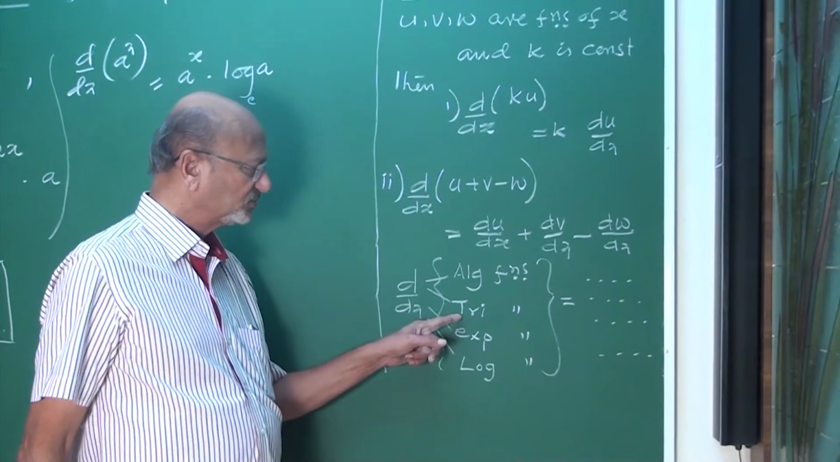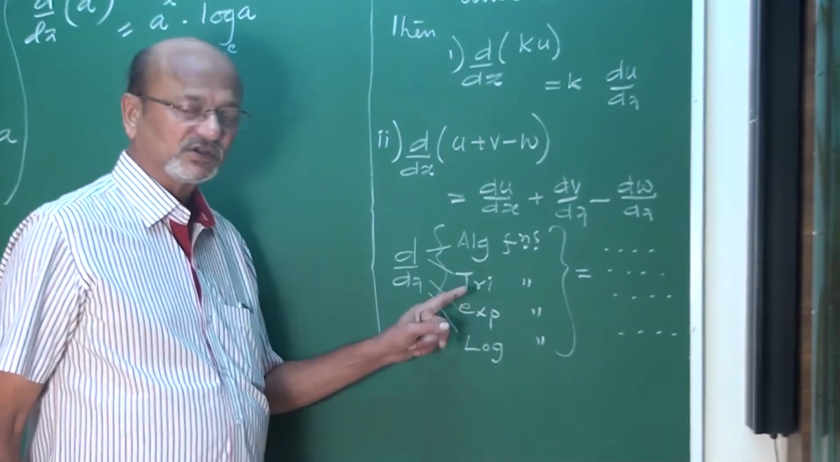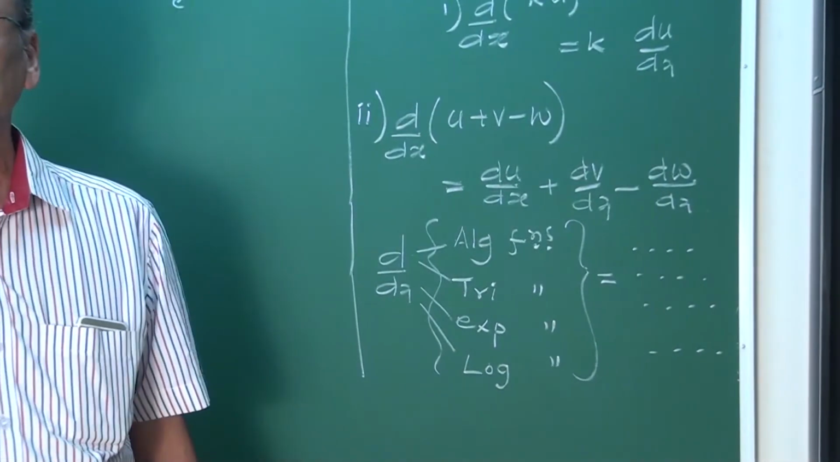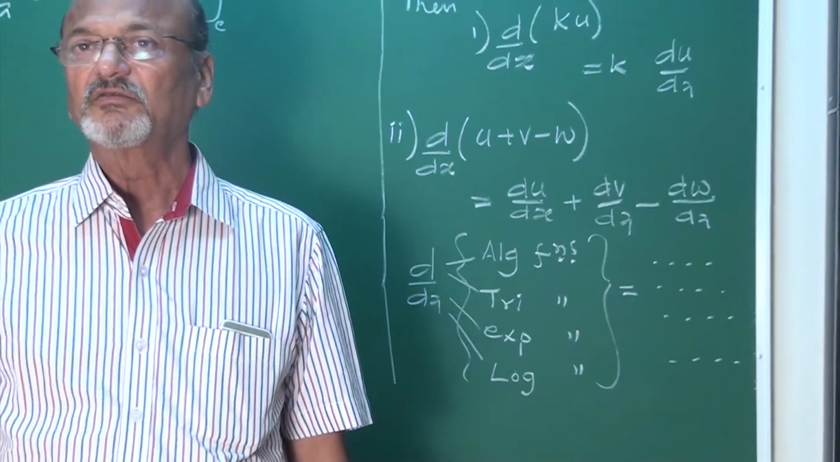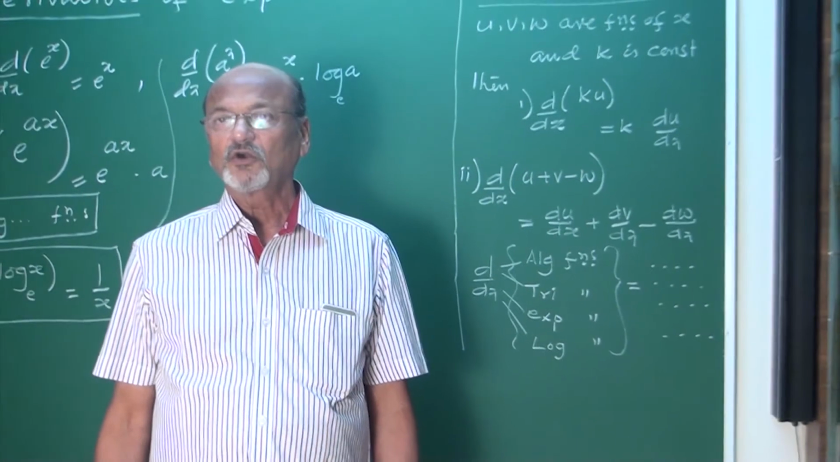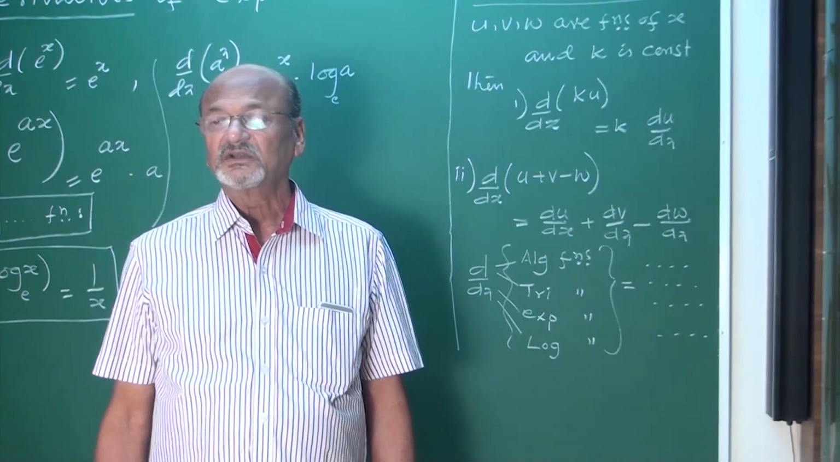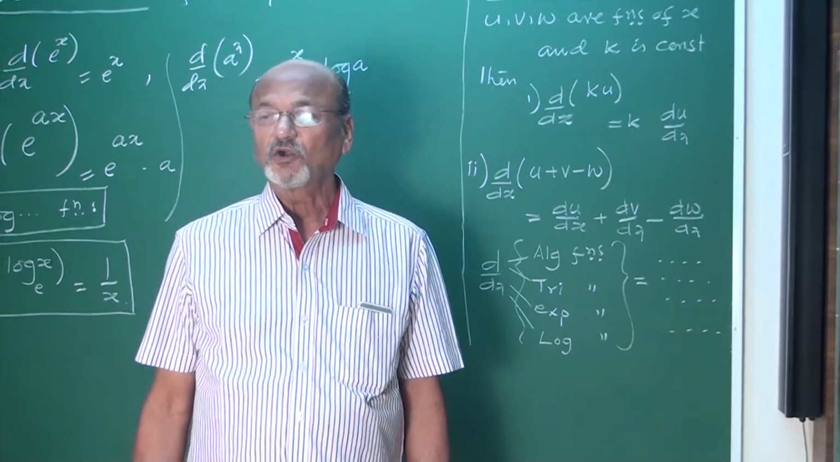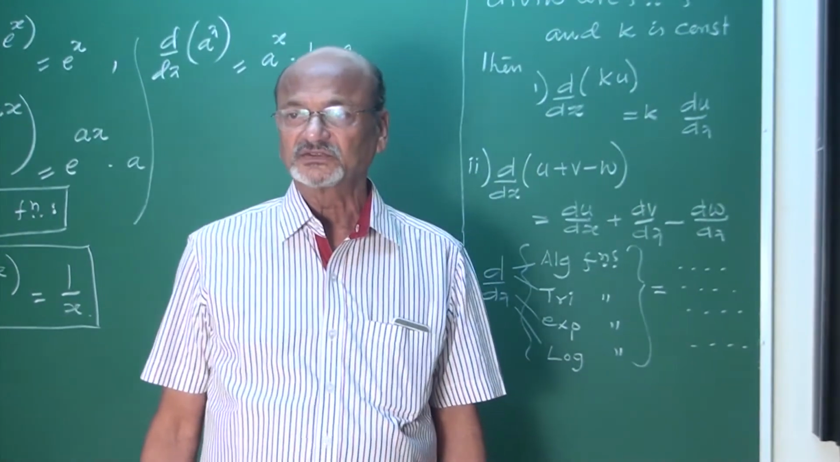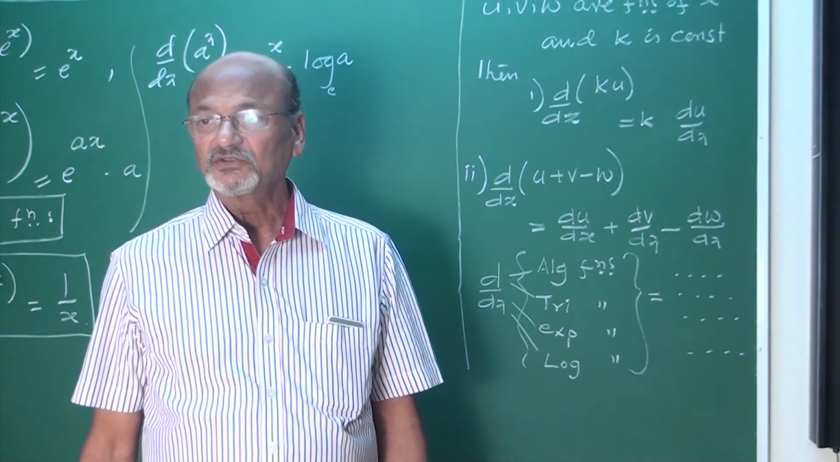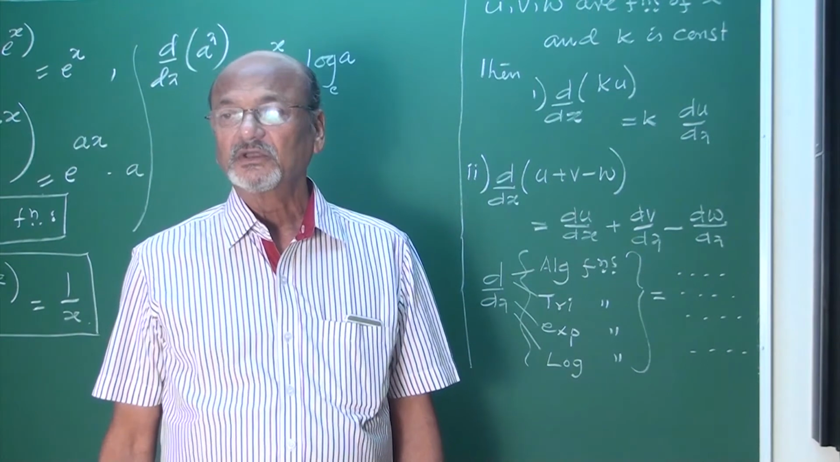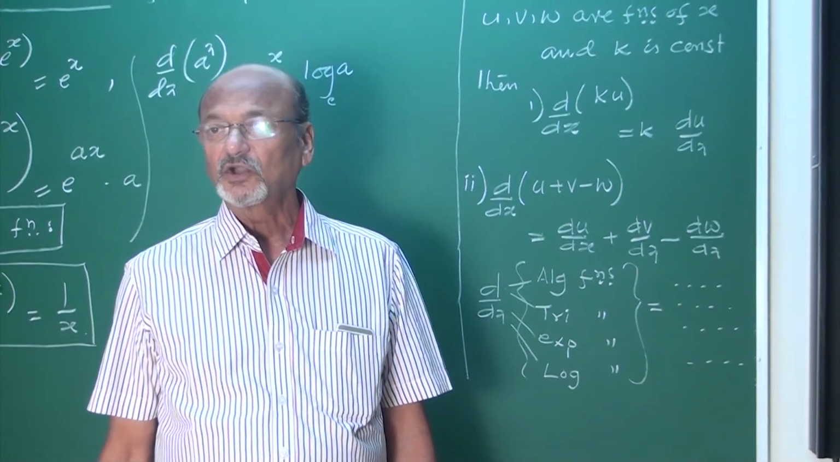Next, d by dx of trigonometric functions. Trigonometric means there are six. The derivative of sin x is cos x, cos x is minus sin x, tan x is sec square x, cot x is minus cosec square x, sec x is sec x into tan x, and cosec x is minus cosec x into cot x.